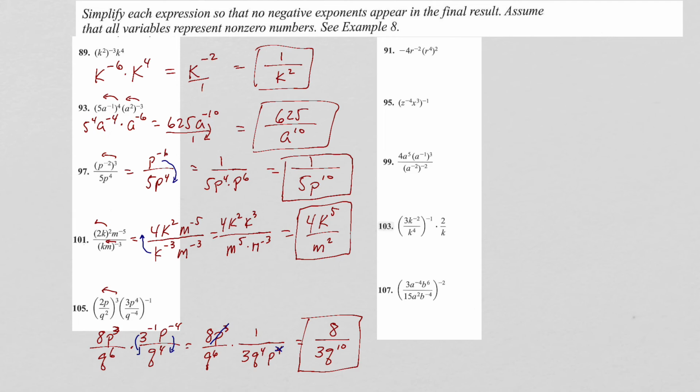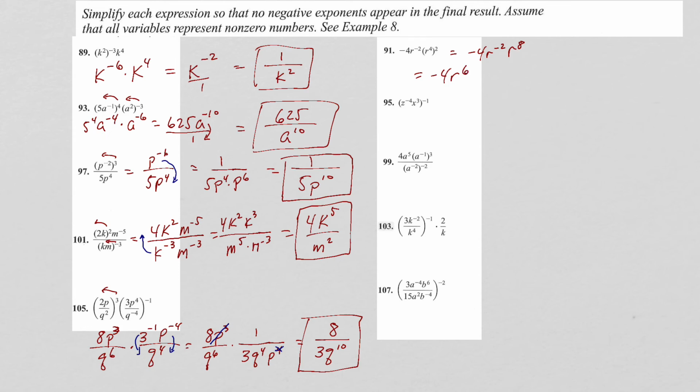Now, here, we're going to take care of this exponent by bringing this in. We're going to have r to the 8th. So what we have so far is negative 4r to the negative 2, r to the positive 8. And then I'm going to multiply, so I'm going to add these exponents. So I have negative 4r to the negative 2 plus 8 is positive 6.